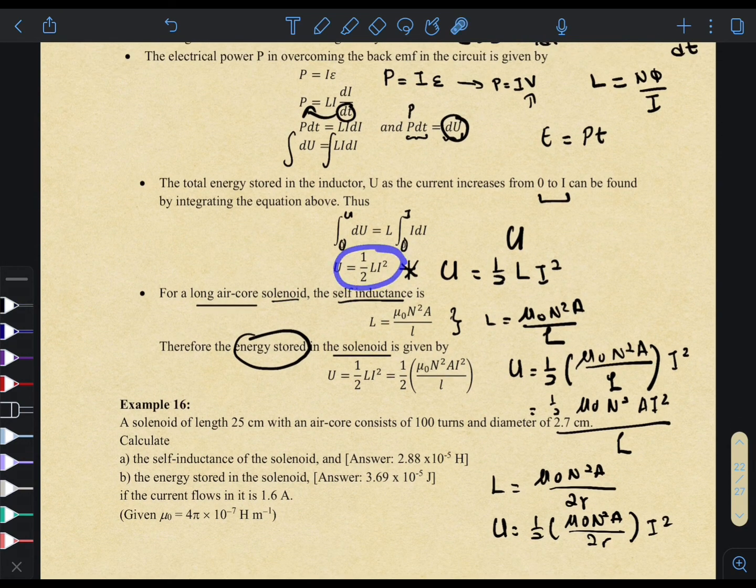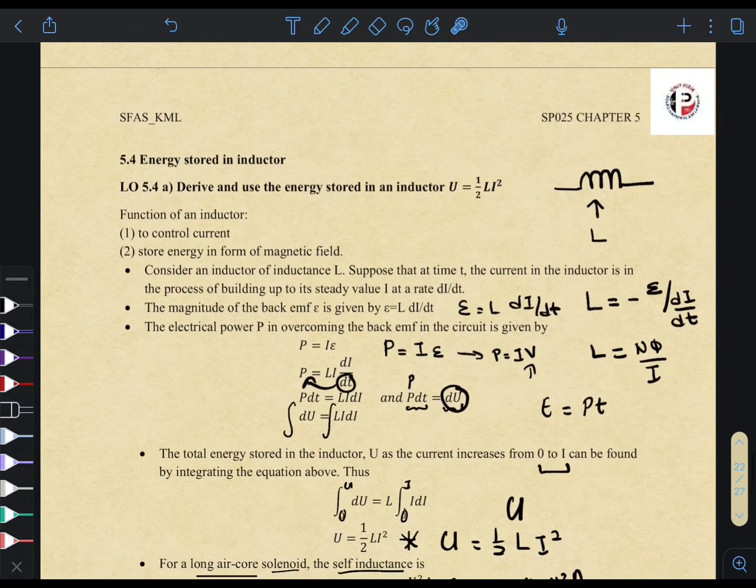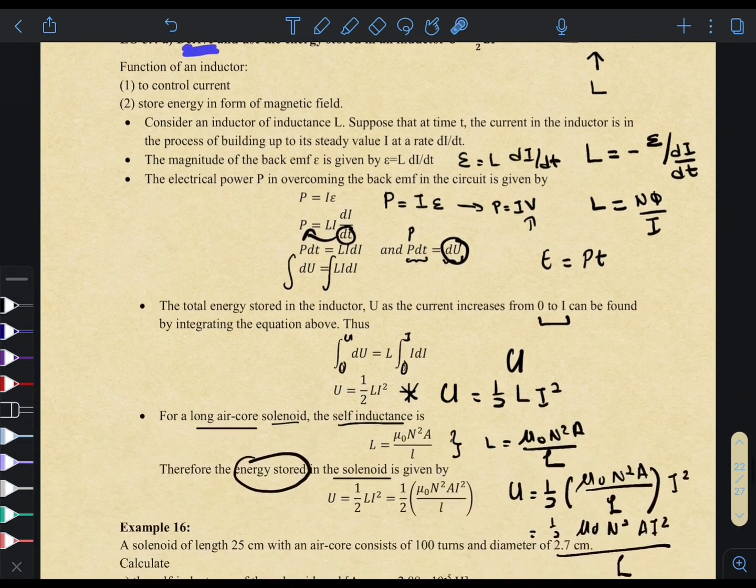So the general equation is U equals half Li squared. However, you must know how to derive it. So you start from power equals I multiplied by voltage, which is our EMF here. You start from this equation.